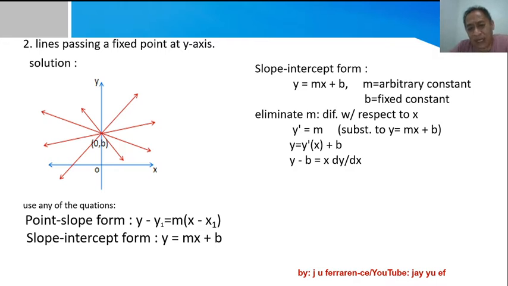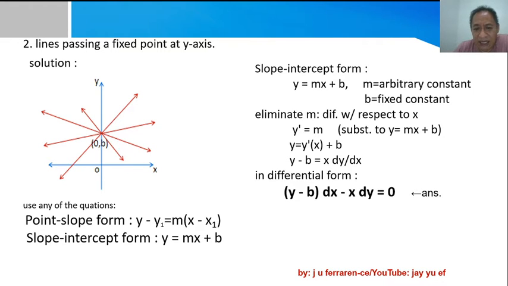Rearranging the terms, the terms free from the derivative, like y and b, we group them. This is a term free from derivative, and in differential form, this is the one which will be a factor of the dx. So y minus b times dx, okay? Then minus x dy if we let the right side be equal to 0. And this is now your answer for number 2.